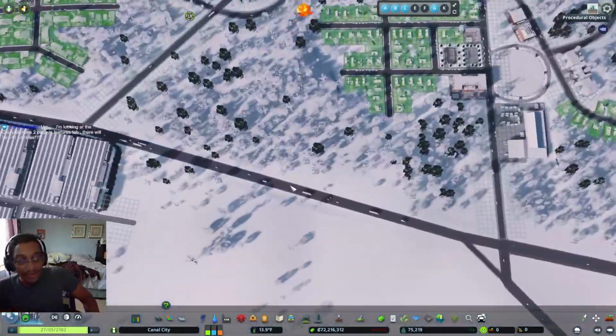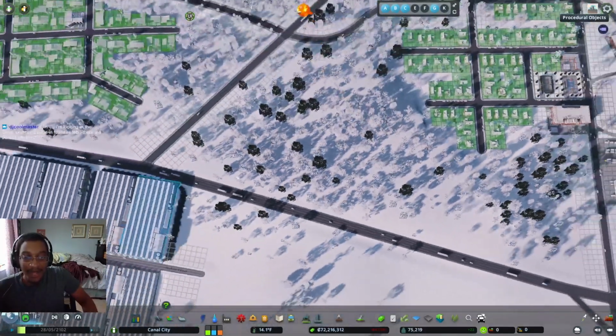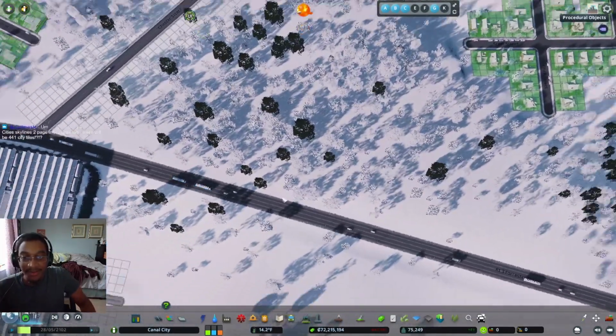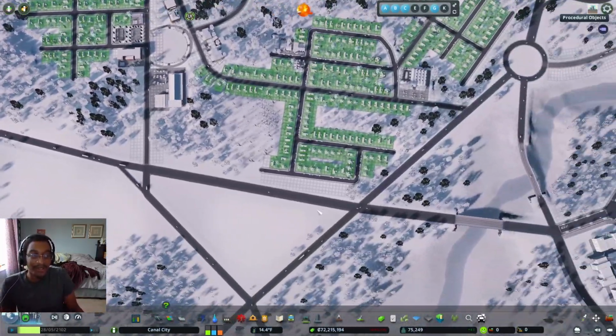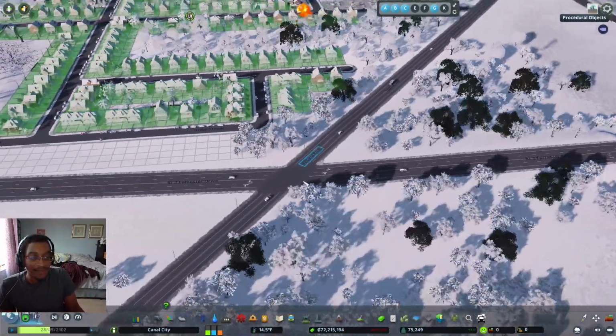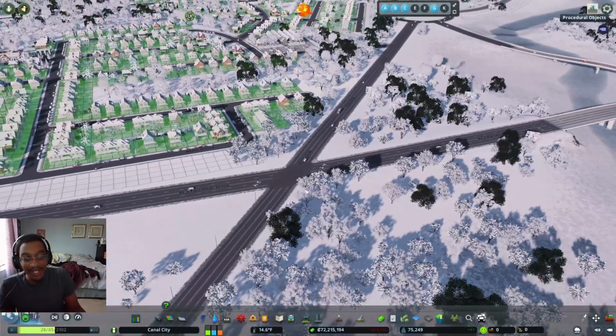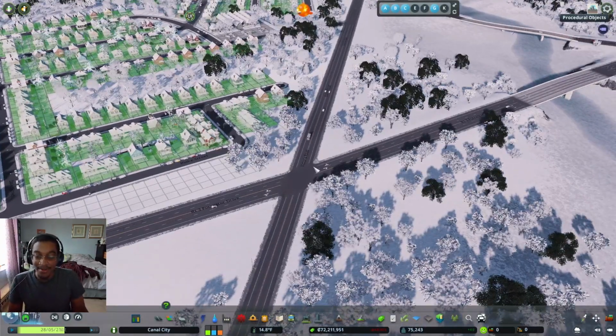Usually on arterial roads, you would have no zoning on these roads. I'm just using highway roads, so they have no zoning, but you can put zoning on these roads. Just be smart about where you place it. I try not to place it in a busy intersection. Try not to connect it. Try not to place commercial on arterial.